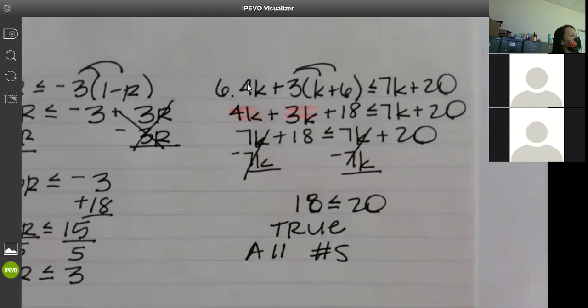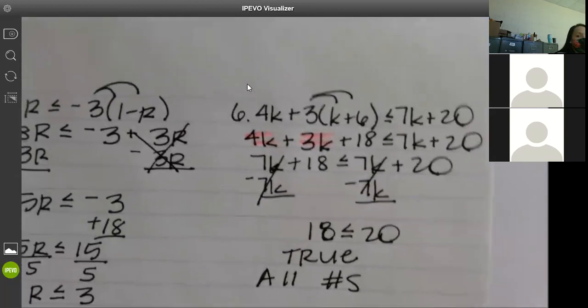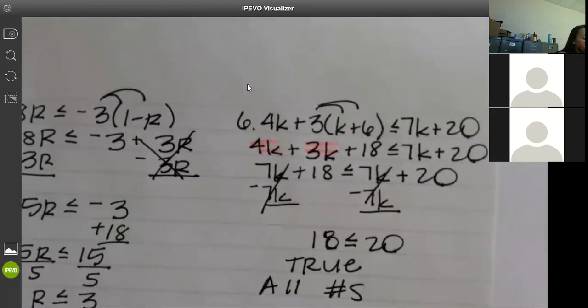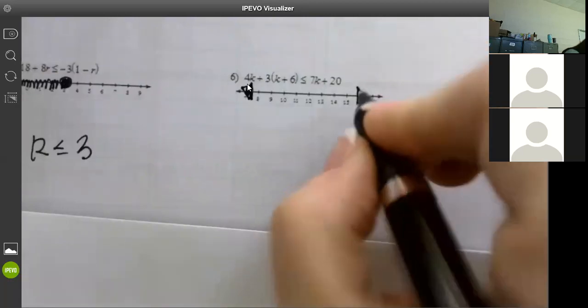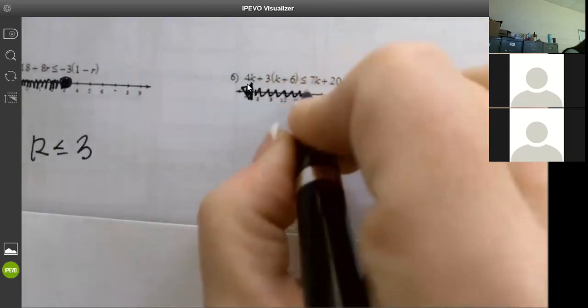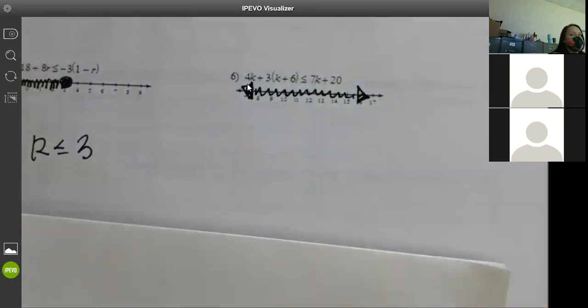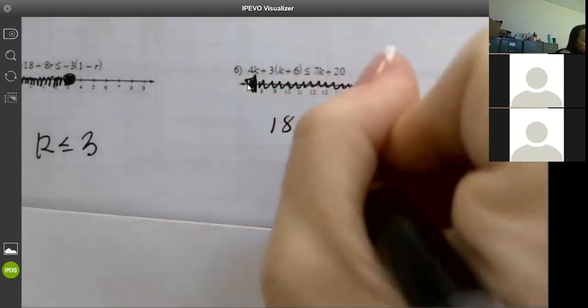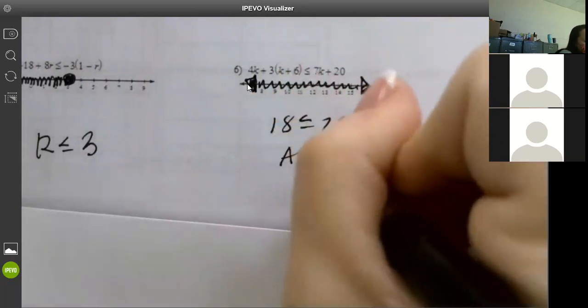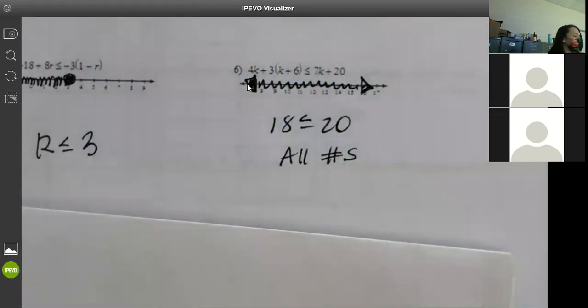Okay. So if you're wondering how to graph that, you literally just graph the number line. So when we look at number 6, you would have an arrow over here, an arrow over here, and fill in between. So that's how you graph all numbers. If it would have been false, you don't graph anything. There's nothing that will work. It'll just be a blank graph.